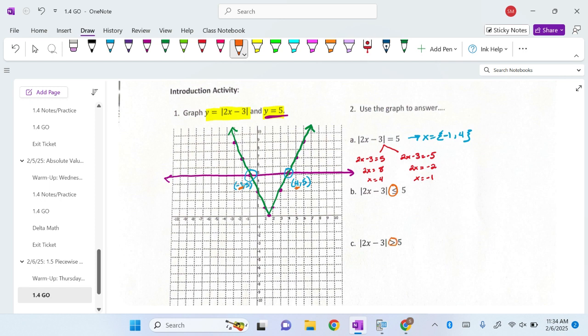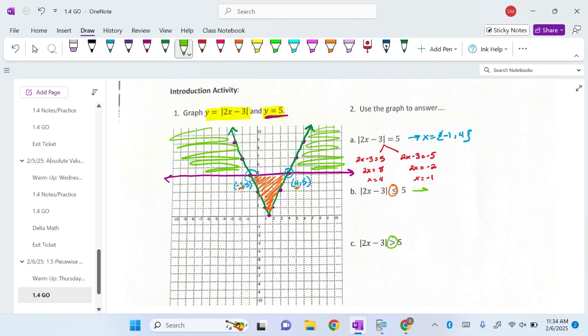If it's greater than, you're looking for where it's above the line. So if we're talking about less than, the absolute value graph is lower than the purple line right here. That's your less than. Whereas greater than, I'll do it in a different color. Greater than will be either over here and over here, because that's where our absolute value graph is above that purple line.